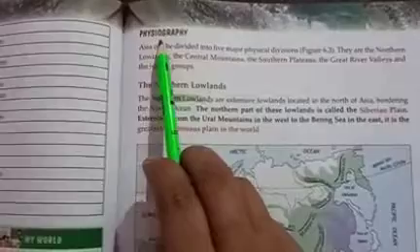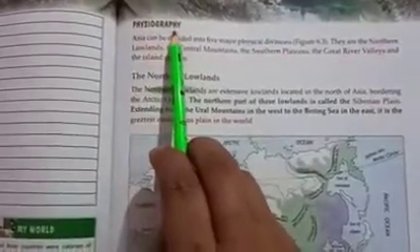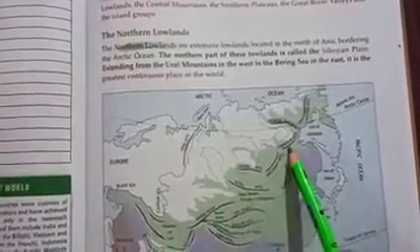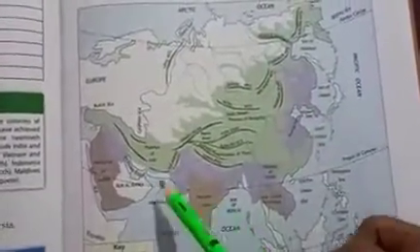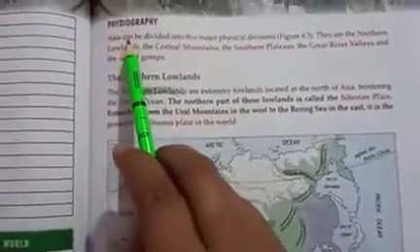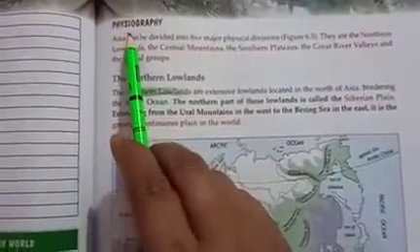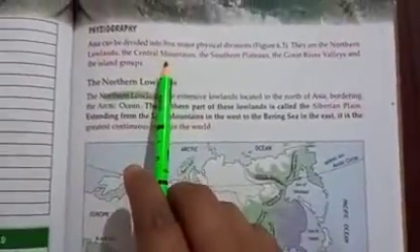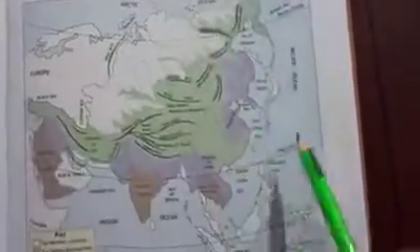Today's topic is physiography. Physiography means the physical features which are seen on the surface, like plains, mountains, plateaus. So these are the physiography of Asia. Asia can be divided into 5 major physical divisions as it is given in this figure.